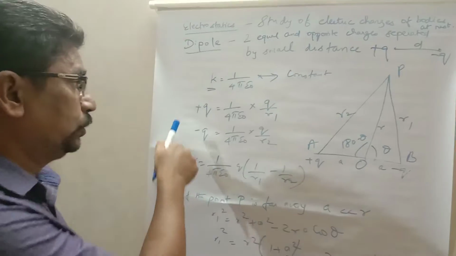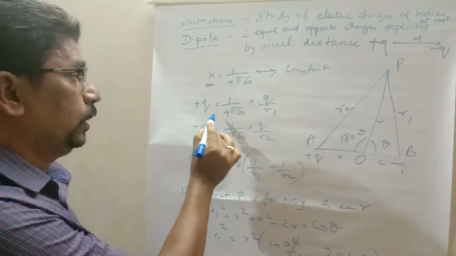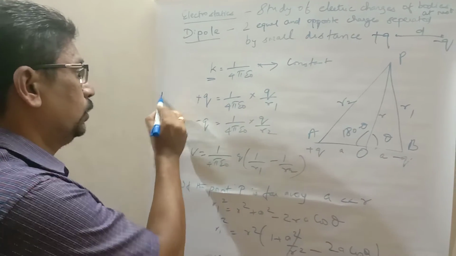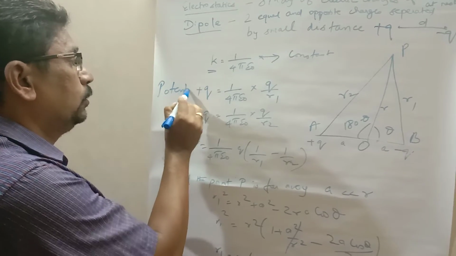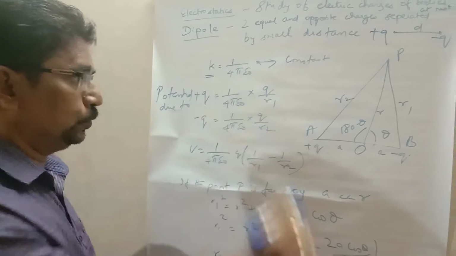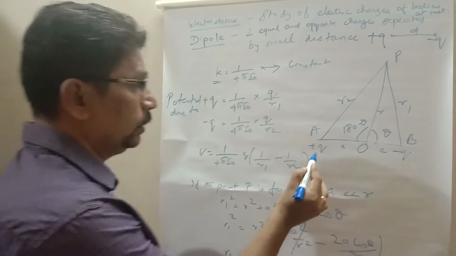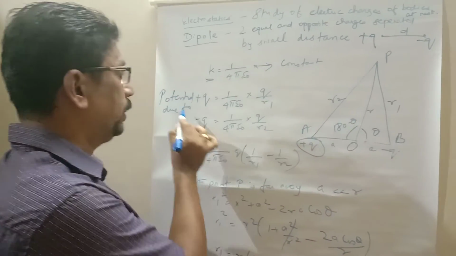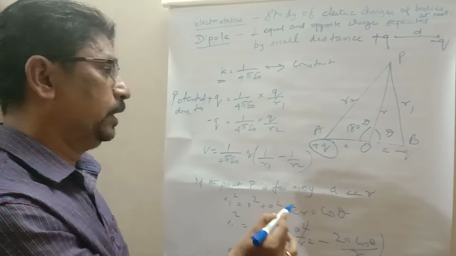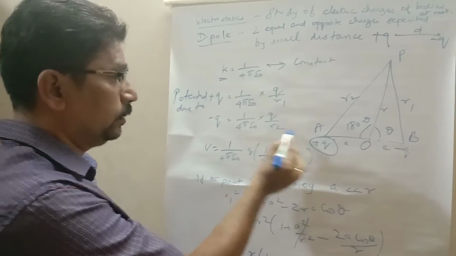For example, the potential due to the point charge plus q is equal to 1 by 4 pi epsilon naught into q by r1. This is the formula we use. So this is the potential due to plus q, equal to 1 by 4 pi epsilon naught into q by r1. Similarly for minus q we calculate 1 by 4 pi epsilon naught into q by r2.